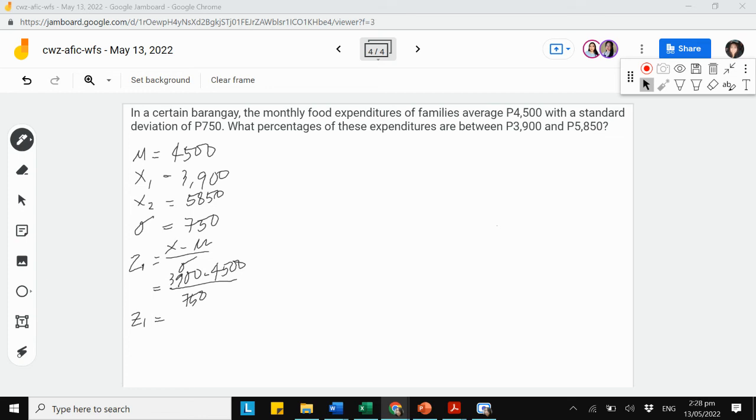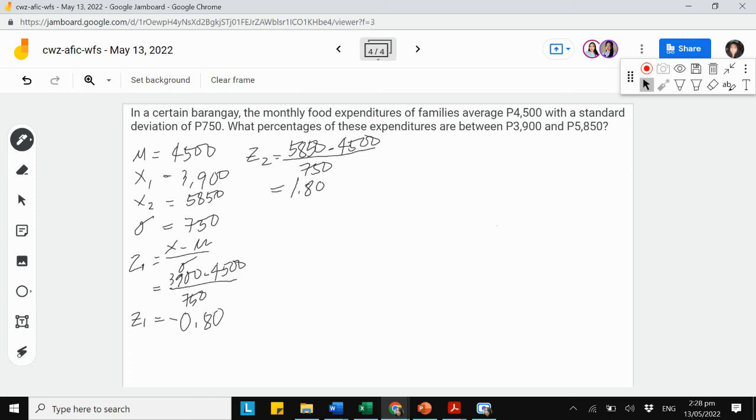Negative 0.8 po. Okay, so negative 0.80. Okay? So yan. Now, what is the value now for Z2? So, ganun din ang gawin natin. So, for Z2, it's 5,850 minus 4,500 over 750. So, what's the answer now for Z2? Kimberly: 1.8 po, ma'am, positive, no?